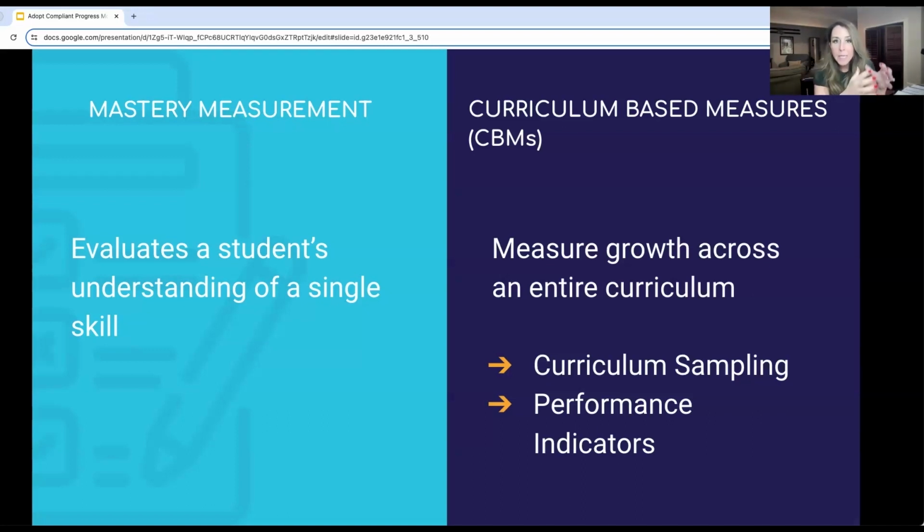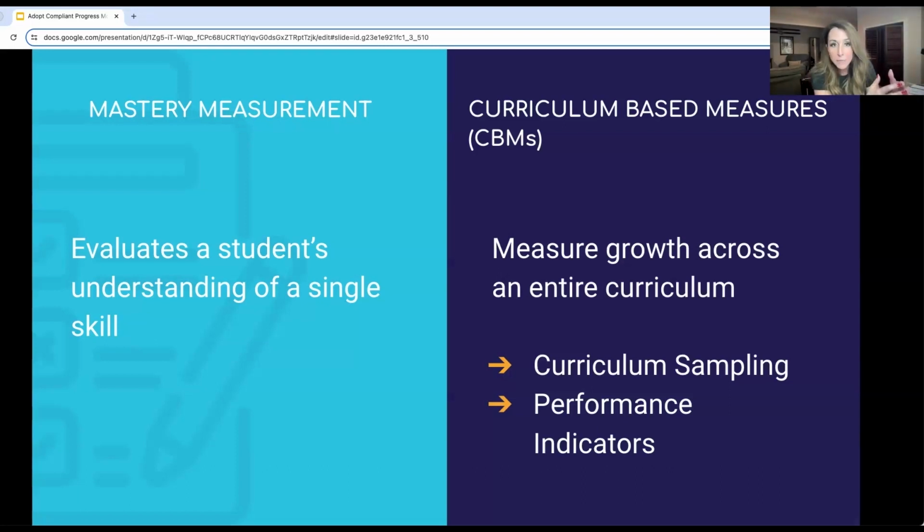With curriculum sampling, each weekly probe or test covers the skills taught throughout the year. With a performance indicator, a student's score in one domain is considered an indicator of success for the larger curriculum. For example, growth on word identification fluency each week would reflect overall growth in the reading curriculum. But in both cases, CBMs are designed to monitor student progress over time and identify students who are not responding or making adequate progress. So you can see right away how this is different from mastery measurement.